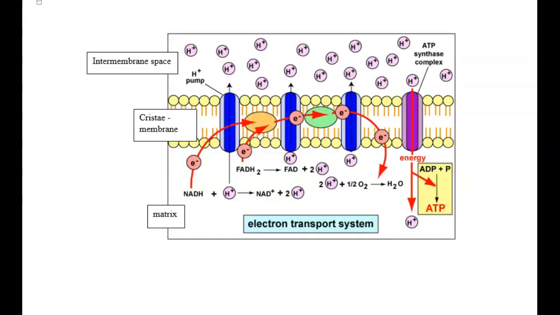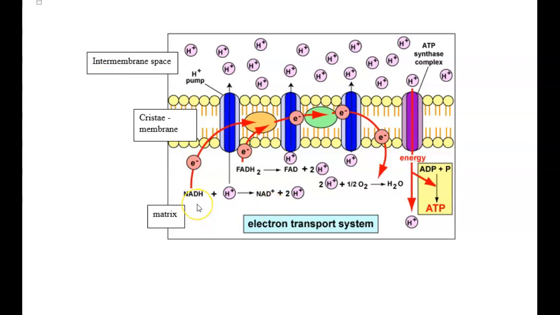So let's review chemiosmosis. So here's the cristae, the inner membrane. Here's the matrix. Here is the intermembrane space. Both the chloroplast and the mitochondria have 2 membranes. So this is the space in between the 2 membranes.